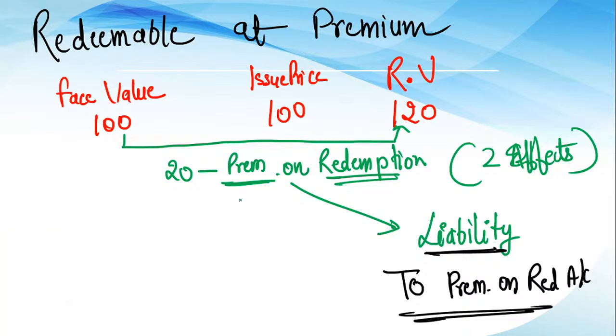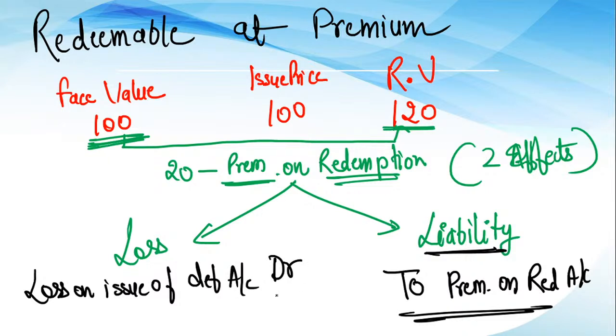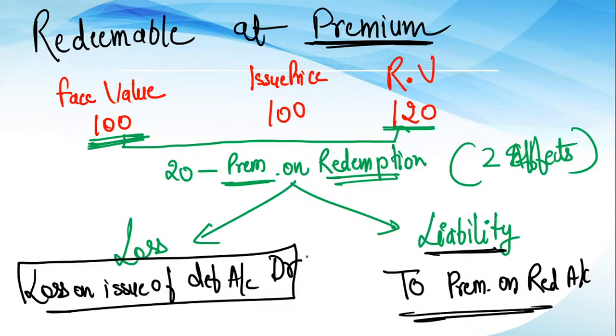And another thing, as in return of 100, you have to pay 120. 100 रुपए के बदले में आपको 120 रुपए देने पड़ रहे हैं. This is also a loss for the business. Hence, it will be debited in the books. Loss on issue of debenture account debit. So, whenever the debentures are redeemable at premium, you will debit loss on issue of debenture and you will credit premium on redemption. आपको दो चीजों का हमेशा ध्यान रखना है. आप लॉस ऑन इशू ऑफ डिबेंचर को डेबिट करोगे और आप प्रीमियम ऑन रिडेम्पशन को क्रेडिट करोगे.